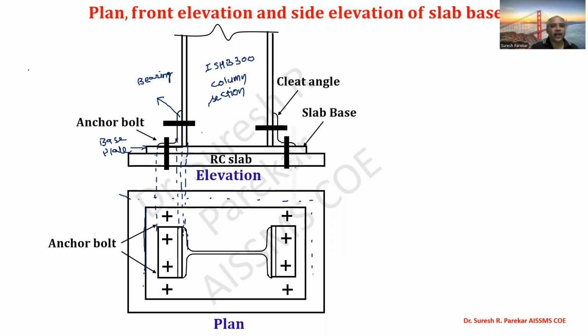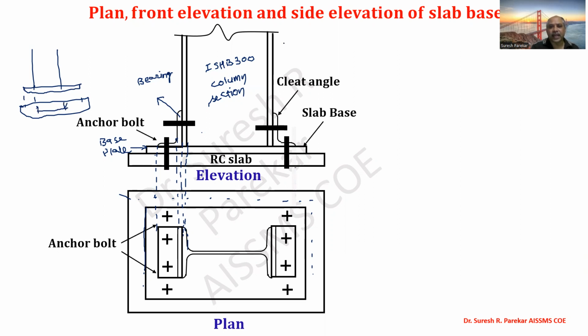Otherwise, suppose you have plotted this front elevation, and then somewhere you plot this, that is not matching your lines. So you should be very careful. Here you have I section, and you have to plot in the same fashion the cleat angle and all these things.